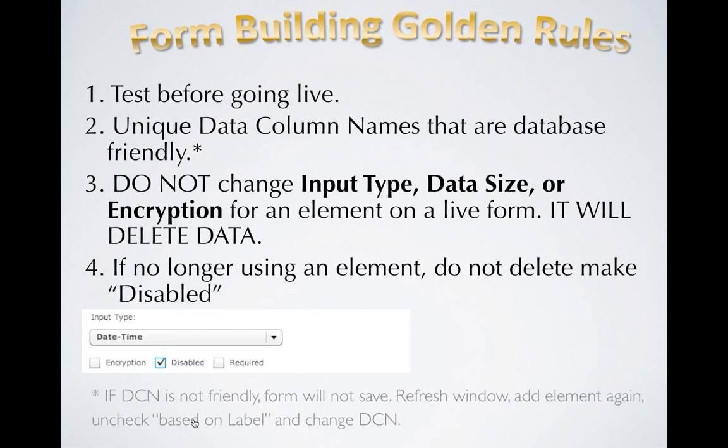The third golden rule here is to not change an input type, the data size, or the encryption of an element on a live form, because it will delete the data. That's very, very important for you to understand, especially if you are the form builder and you're going through and making some of these changes on your form. If there is a time where you need to make a change to an element or input type on a live form, I strongly suggest you just disable it, like you see in this little screenshot below, and then copy the element that was previously there, and change the input type on the copy so you don't lose any of that data.